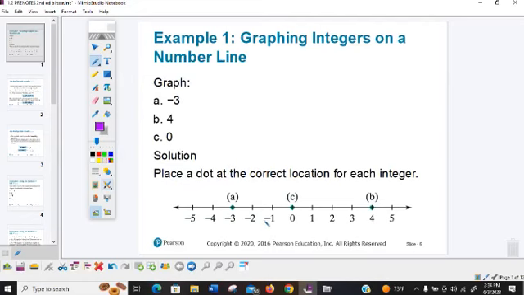Right, in this video, we're going to cover the objectives for graphing and ordering integers and finding the absolute value of an integer. So let's start with graphing integers.